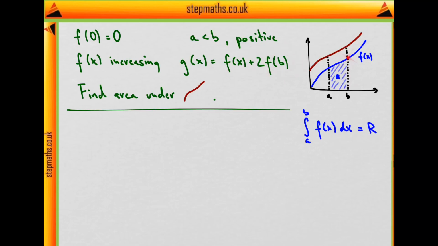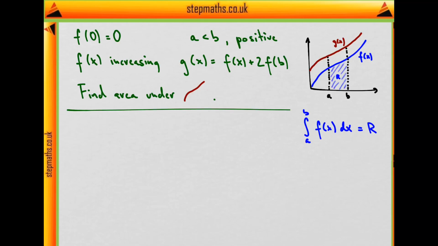F of b will be just a number, say 8, right? So we are just adding 16, I just made up 16, but like a number, which is positive, because of all this business with f starting at 0 and then being increasing while b is positive, so it has to be a positive number, which we are just adding to f of x for all x to create our g of x, which is now in red. And our task is to find the area under this red curve from a to b in terms of r and other variables which we are given.